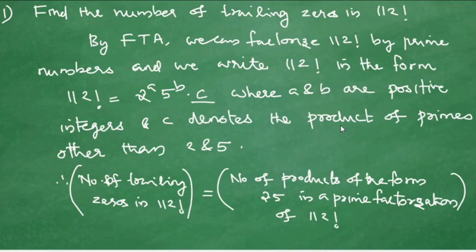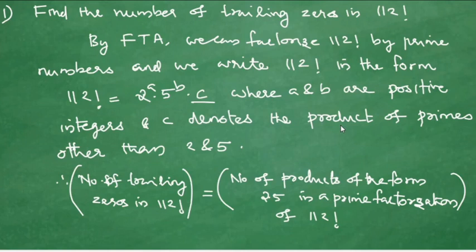So a and b are both positive integers which are the powers of 2 and 5 respectively, and c is the product of the primes remaining in this factorization. Note that c is not a prime number, but it is a product of the prime numbers other than 2 and 5 coming in the prime factorization of 112 factorial.